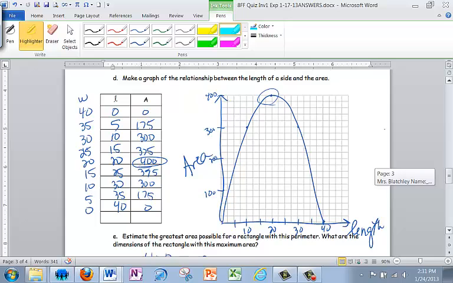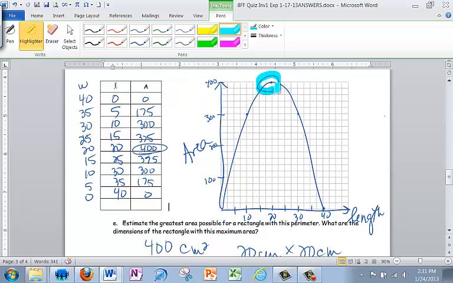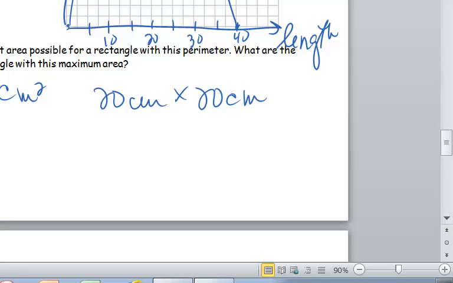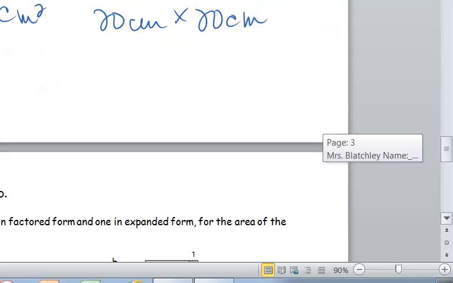Estimate the greatest area. It would be the top of your parabola, the vertex, or you could find it right here in your chart. That's another way to do it. So it's 400 square centimeters, and the dimensions are 20 by 20 meters. So again, it's just working with your parabola and your table. So I like that problem.